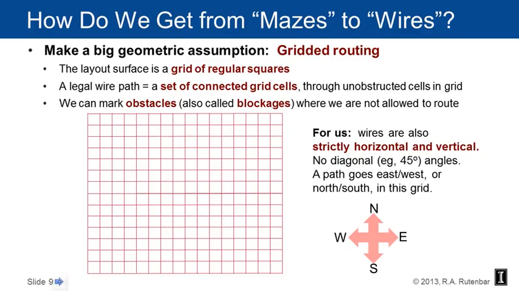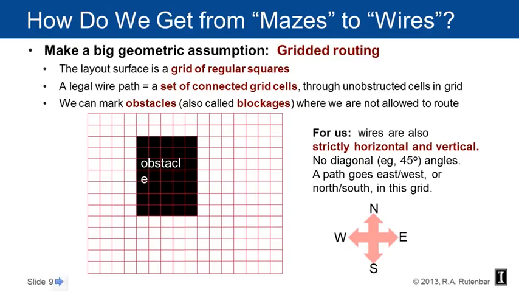And so, for example, there is an obstacle, just a big black box that blocks things. And here is a wire. Okay, and the wire starts at a cell labeled with an S, and it goes to a cell labeled with a T, and it goes left and right, and then up, and then to the right, and then up. Now, there's a reason the wire looks like this. So for us, wires are strictly horizontal and vertical.